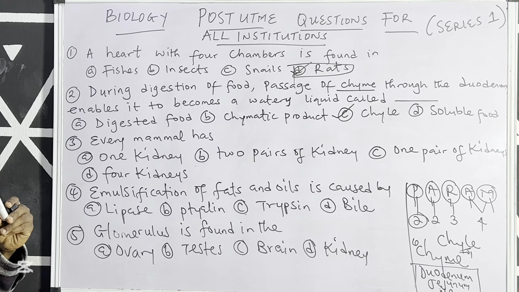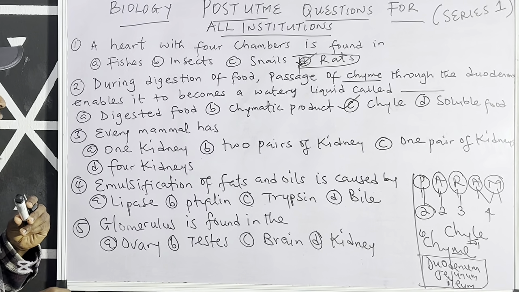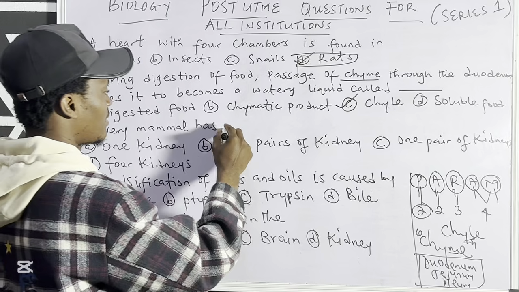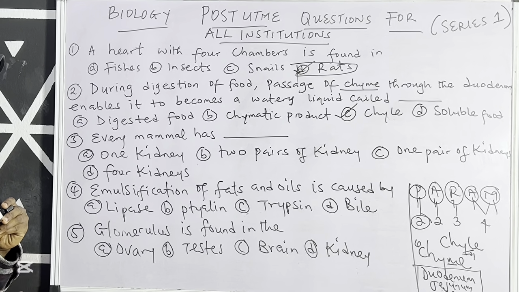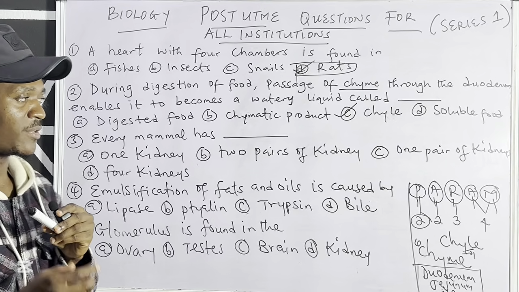Then the next question is question 3. Every mammal has dash. Option A, one kidney. Option B, two pairs of kidneys.